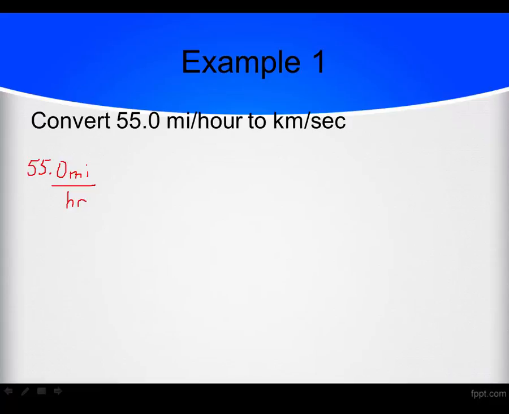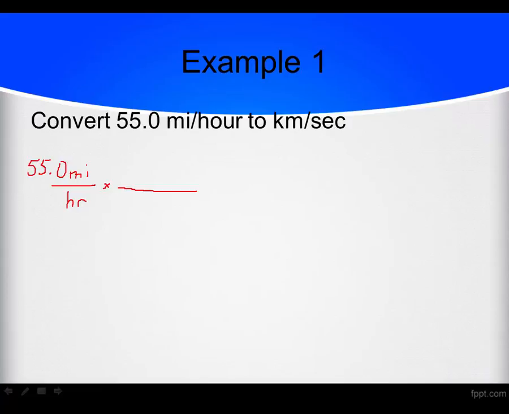Is it okay to have a unit in the bottom without a number? What number is implied anytime I write a fraction without anything underneath? Okay, so 55 miles over 1 hour. Is that the same thing as 55 miles per hour? Yeah, okay. So it's always going to be okay to write no number on the bottom and just have a unit.